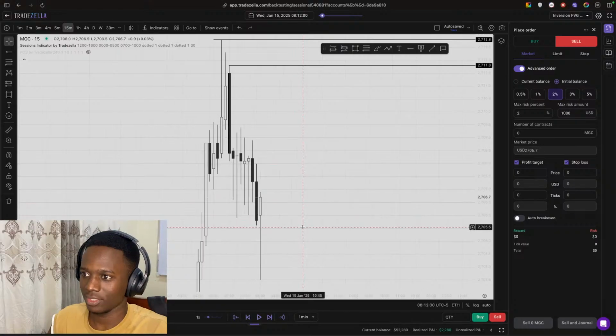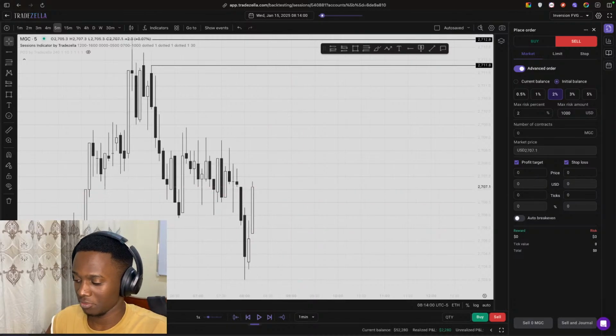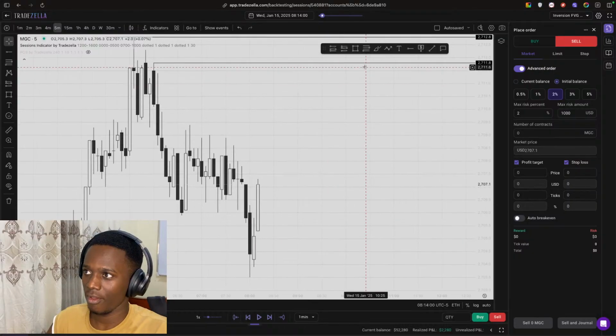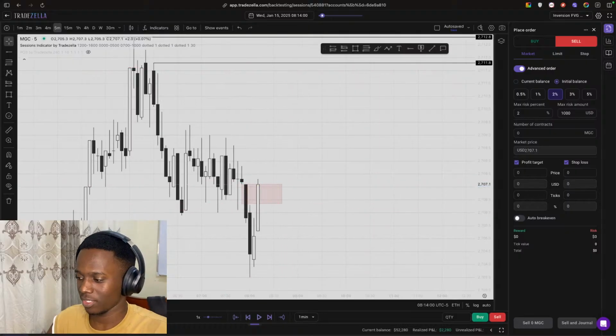Okay, we're now at 811. About to have a good inversion, I'd say. This looks like a good inversion. So after the inversion forms, maybe you can at least try out longs.